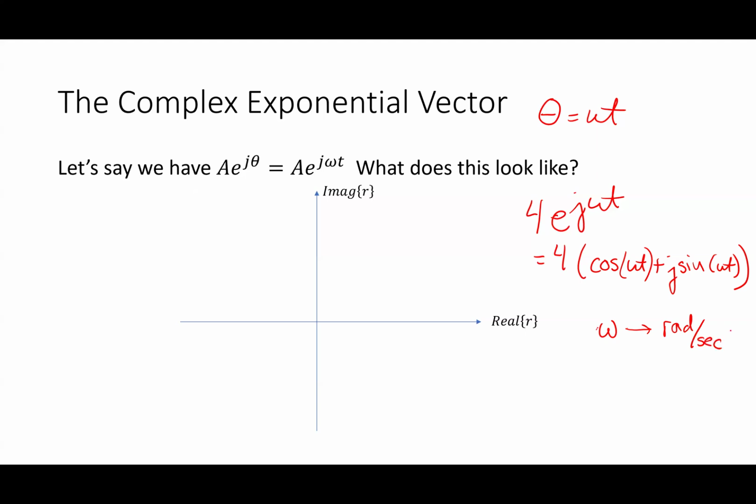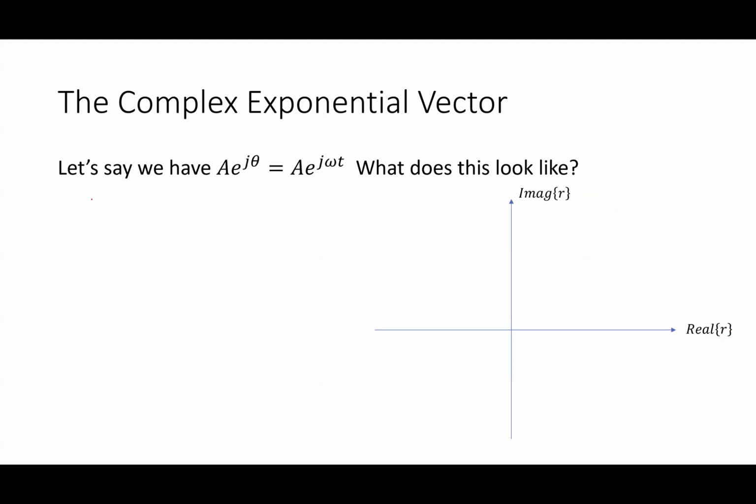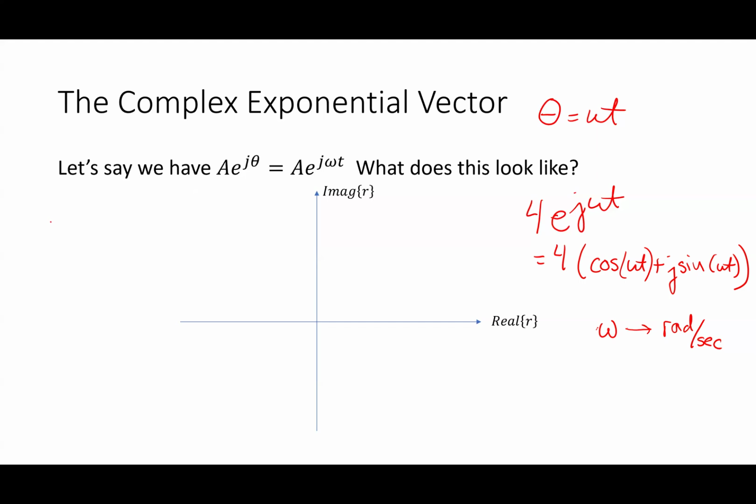So let's do this a couple of different ways. Let's say I have 4 e to the j omega t, and let's say t equals 0. When t equals 0, how do I draw 4 e to the j omega t? I'll just plug that in. So I've got 4 e to the, if t is equal to 0, what does that become? What's that become?